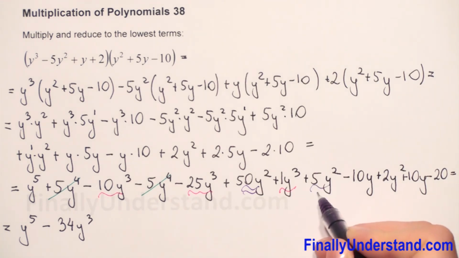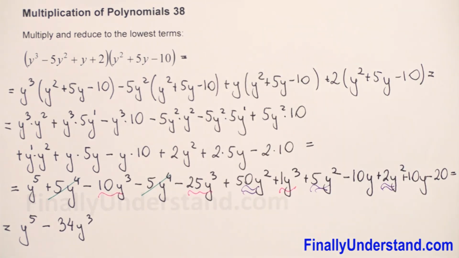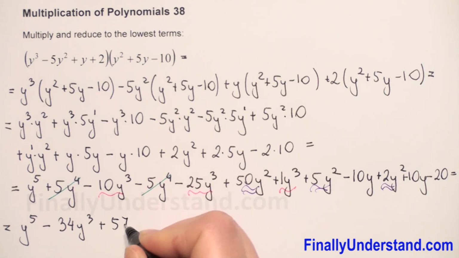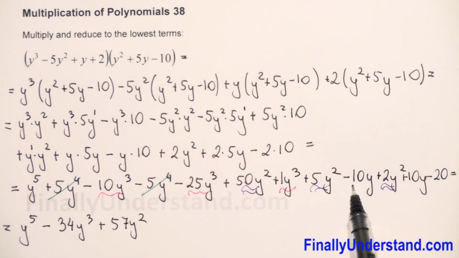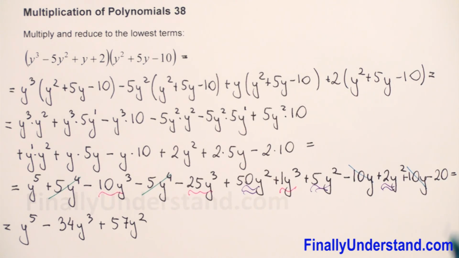Next we have positive 50y squared, positive 5y squared, positive 2y squared. So this is equal positive 57y squared. And now we have negative 10y and positive 10y. So it will be 0, we can cancel out, and we have negative 20. This is my solution.